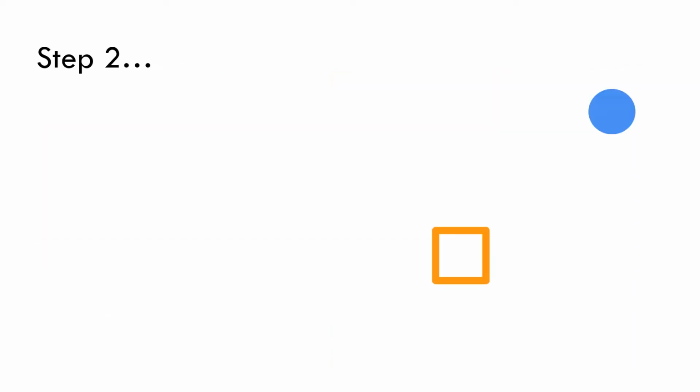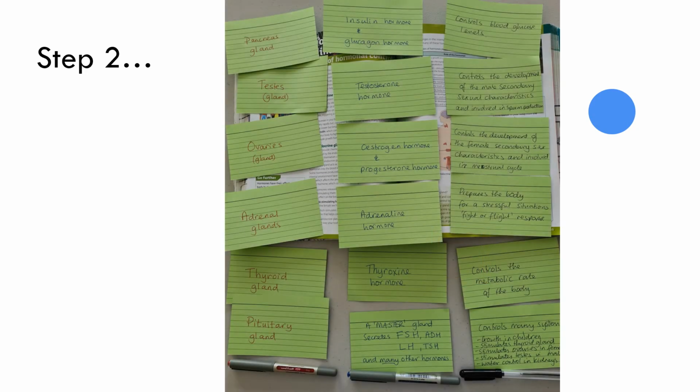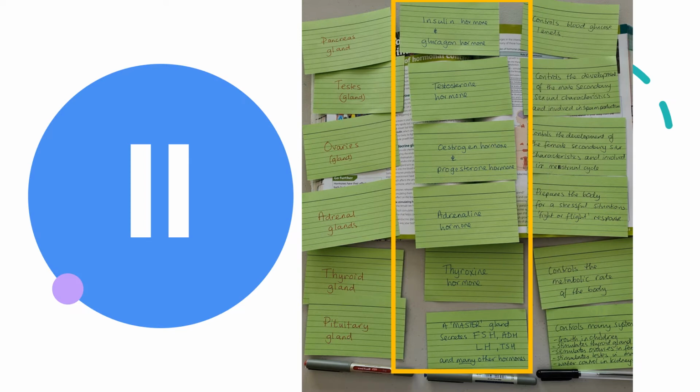Second, write on separate index cards, in preferably a different color pen, the hormones made in each of the glands that you listed in step 1. You can press the pause button now so you can complete this.